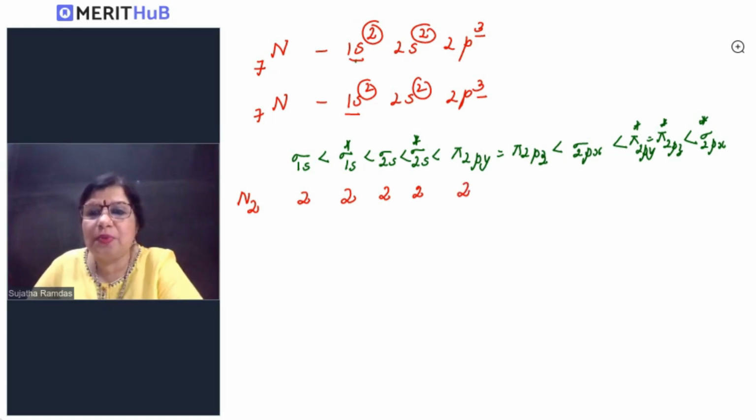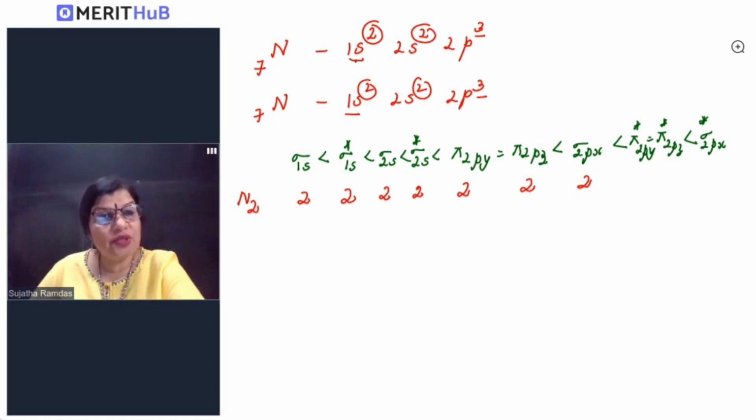So 2 here, 2 plus 2 plus 2. Okay, so you notice that all the orbitals are fully filled. There are no unpaired electrons in nitrogen. So, giving you additional information, the nitrogen molecule is diamagnetic. No unpaired electrons, so not paramagnetic. Okay, now we'll do the bond order calculation later.